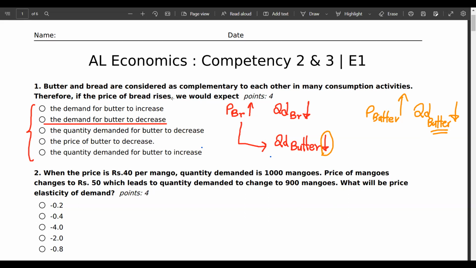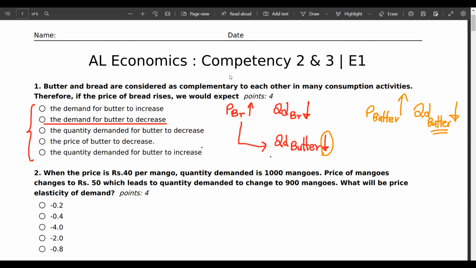And still, if you have any doubts about these changes in quantity demanded, changes in demand, changes in supply, changes in quantity supplied, like I've already said in previous videos, there's a seminar I have done and the video is up on YouTube itself. You can search for it and get it on my YouTube channel.